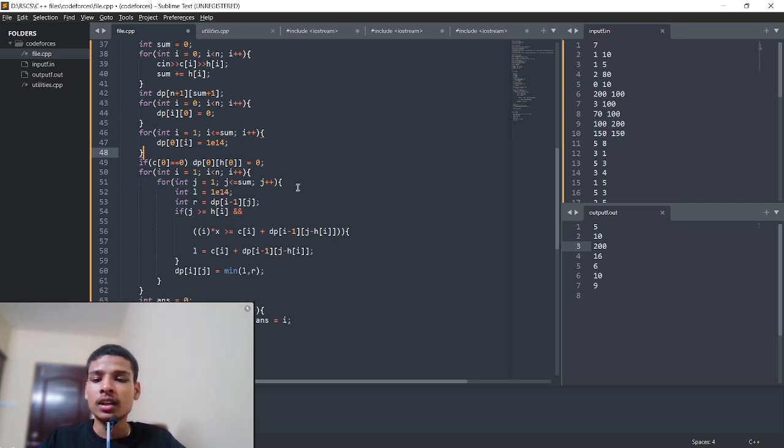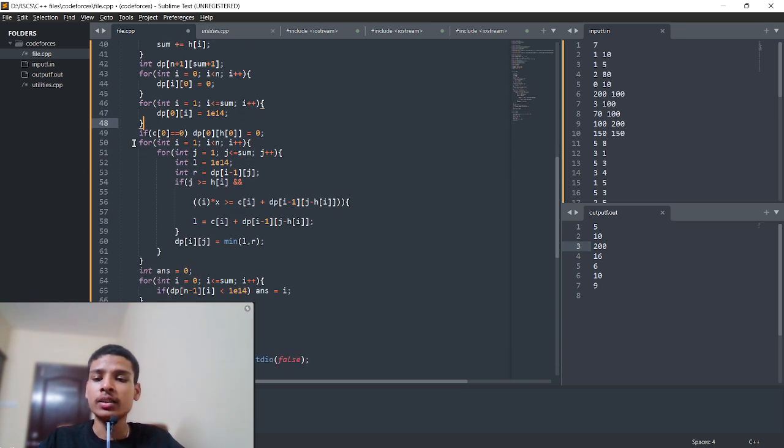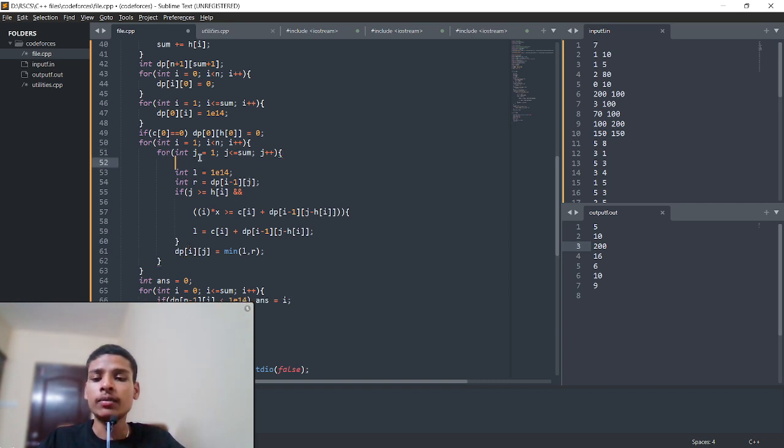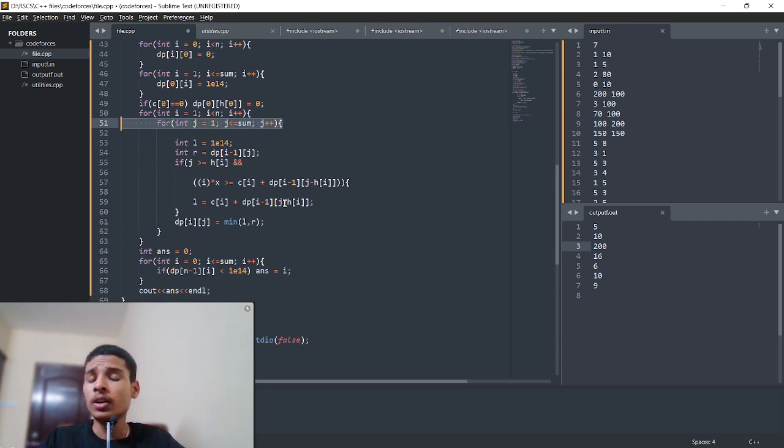Okay, great. Now what you will do next is the DP function. You will iterate from 1 to n. This represents the number of months which have passed, and this represents the current happiness level. Now, you know one thing.